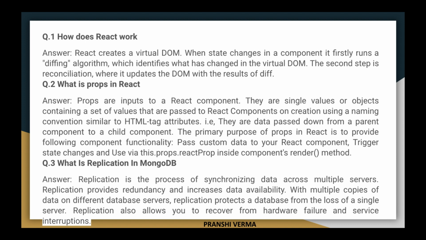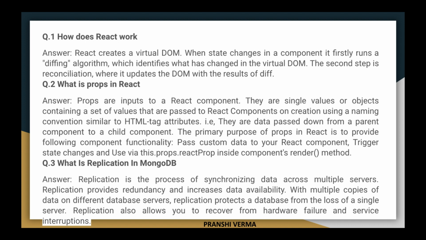Props are immutable, which means that they cannot be changed within the component that receives them. This helps to ensure that data is passed down in a predictable and controlled manner. However, props can be used to trigger changes in a component by passing down callback functions that are invoked in response to user actions. Next question is, what is replication in MongoDB?